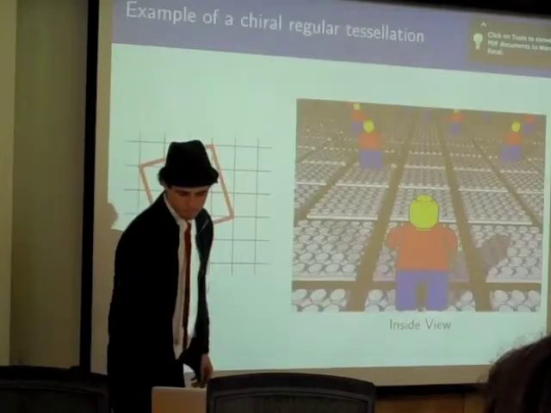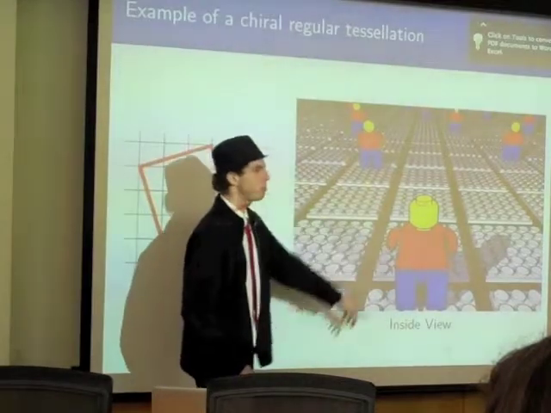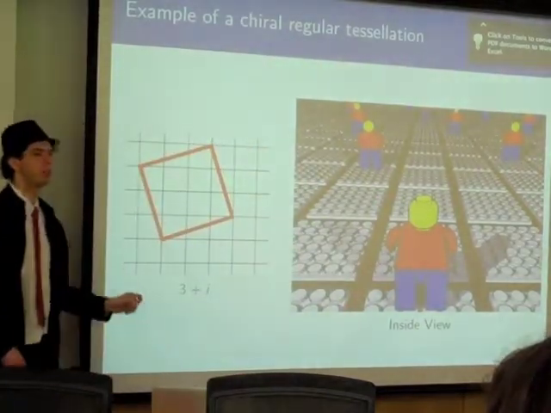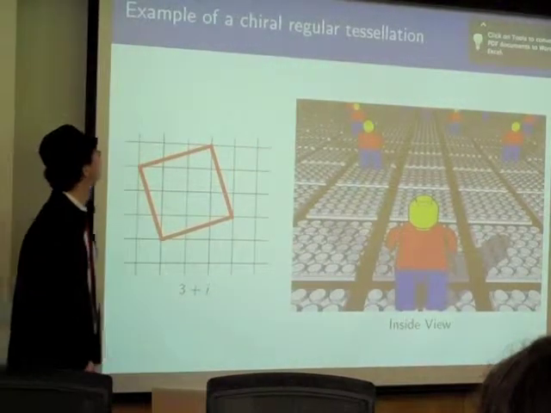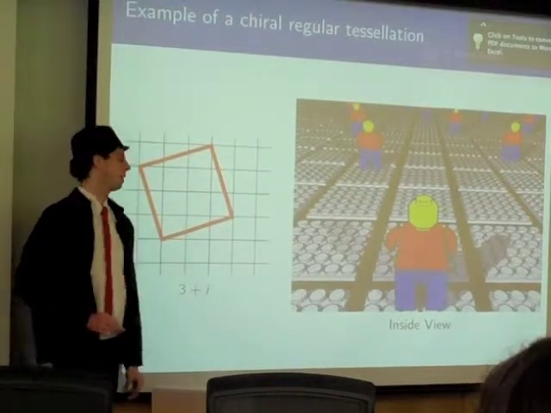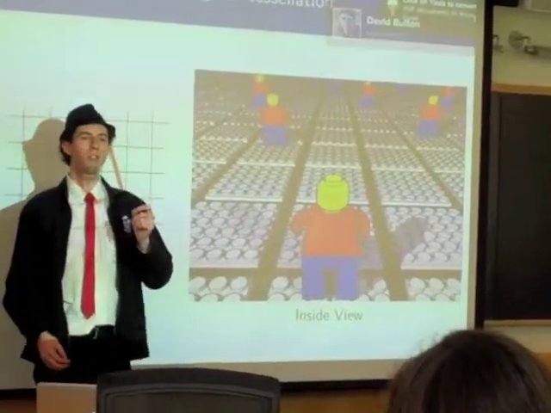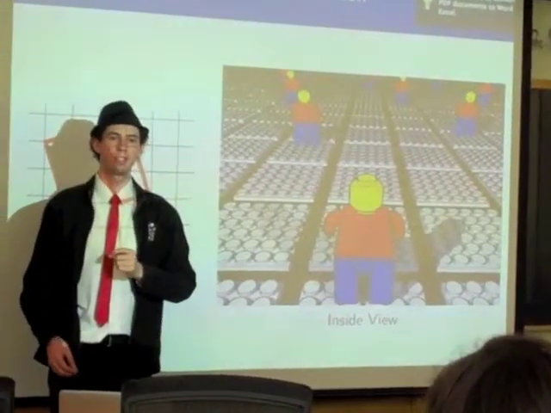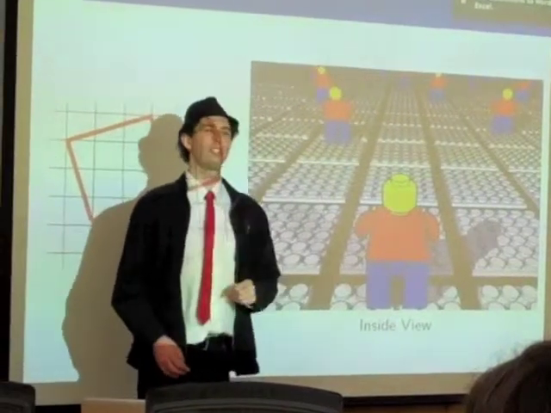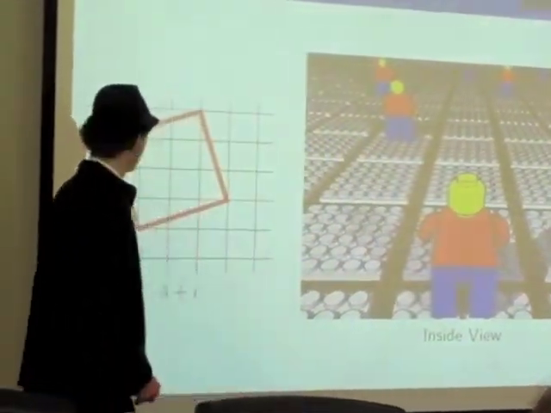And this example on the right side, the 3 plus 1i example, that's an example of a chiral regular tessellation. It's a regular tessellation which does not allow a mirror symmetry. It has no mirror symmetry, unlike the Platonic solids I had earlier.